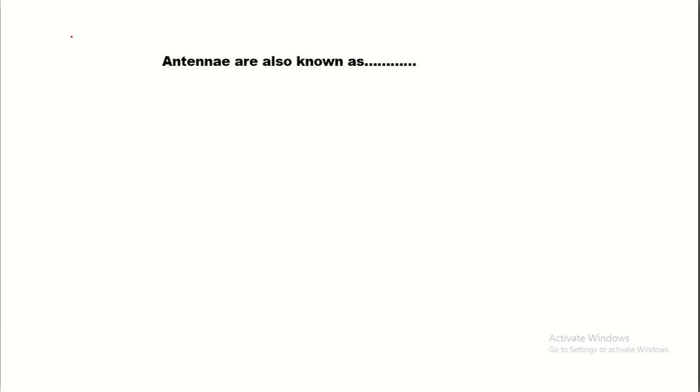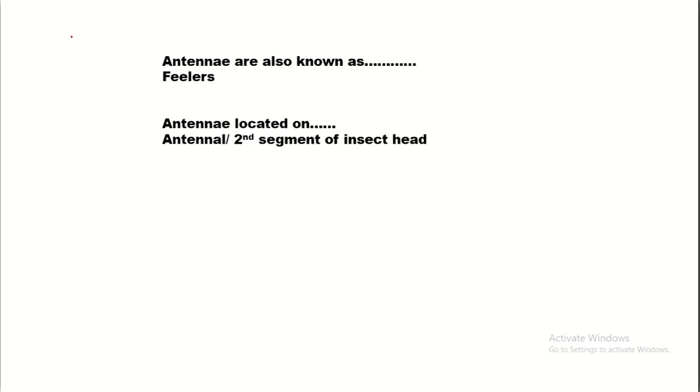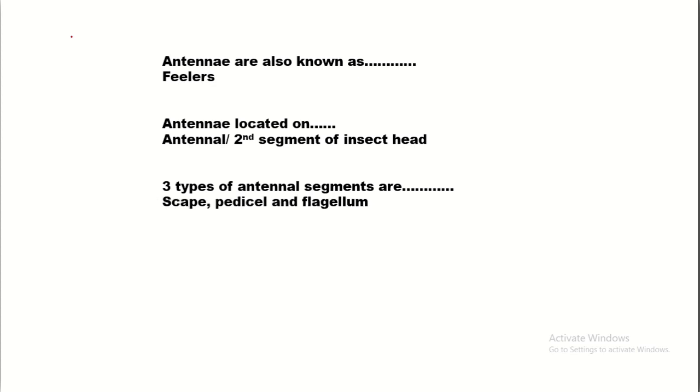Antennae are also known as feelers. Antennae are located on the antennal, or second, segment of the insect head. 3 types of antennal segments are scape, pedicel, and flagellum.